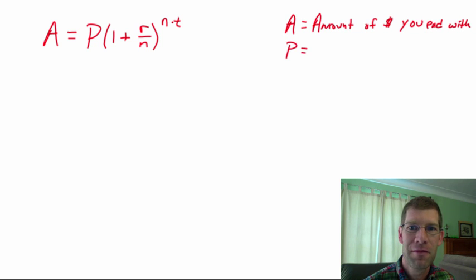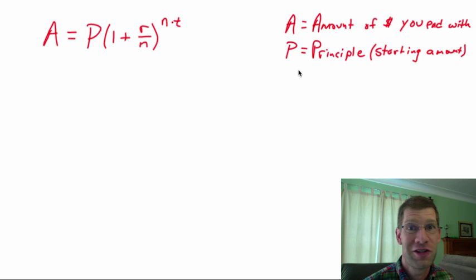P then is the principal, and another way to say that is that's the starting amount. The 1 is just number one. r is going to be the interest rate. In our previous example, that was the 4%, which I'm going to throw in there, in parentheses, that has to be in decimal form.